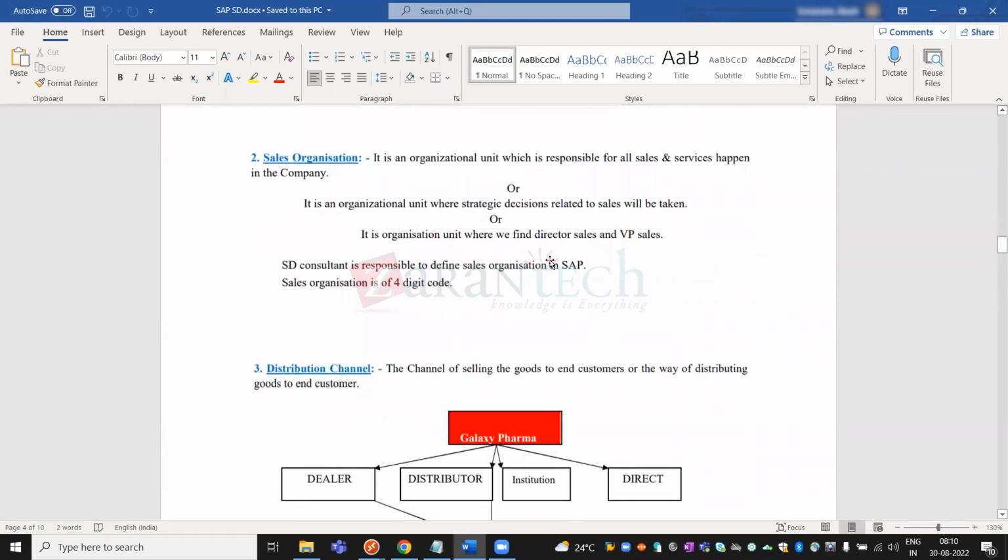Then there is the sales organization. As the name itself says, the sales organization is responsible for sales and services. As I told you, you have business in two different states, Maharashtra and Karnataka, so there are different regional offices, district-wise or region-wise. That particular office controls the sales or business of that particular geographical area. That is the sales organization. It is also 4 digits. In the system we create the sales organization and company code with 4 digits.